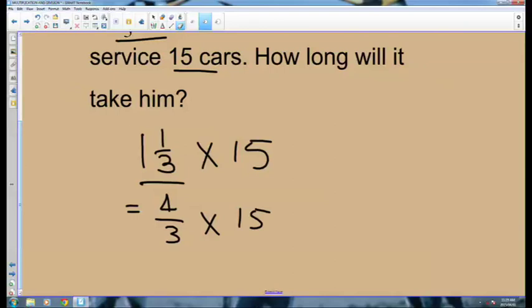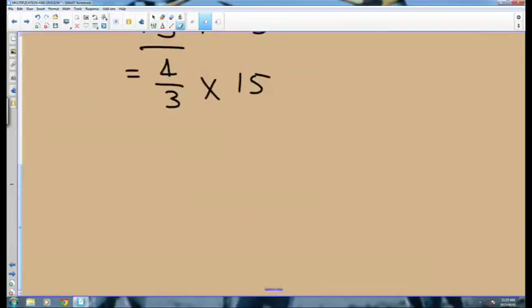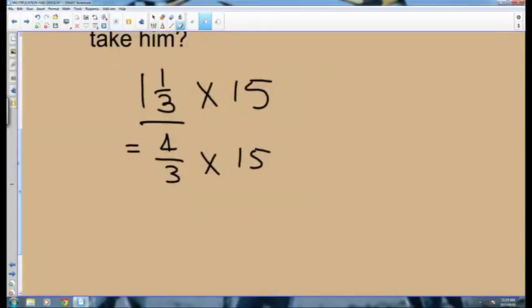We have to multiply by 15 because we know that if he can only service a car in 1 1/3 hours, what about 15 cars? We have to multiply the time by the number of cars. And this is what we did. So this will be 4 divided by 3 times 15. Remember, this 15 is the same as 15 over 1.